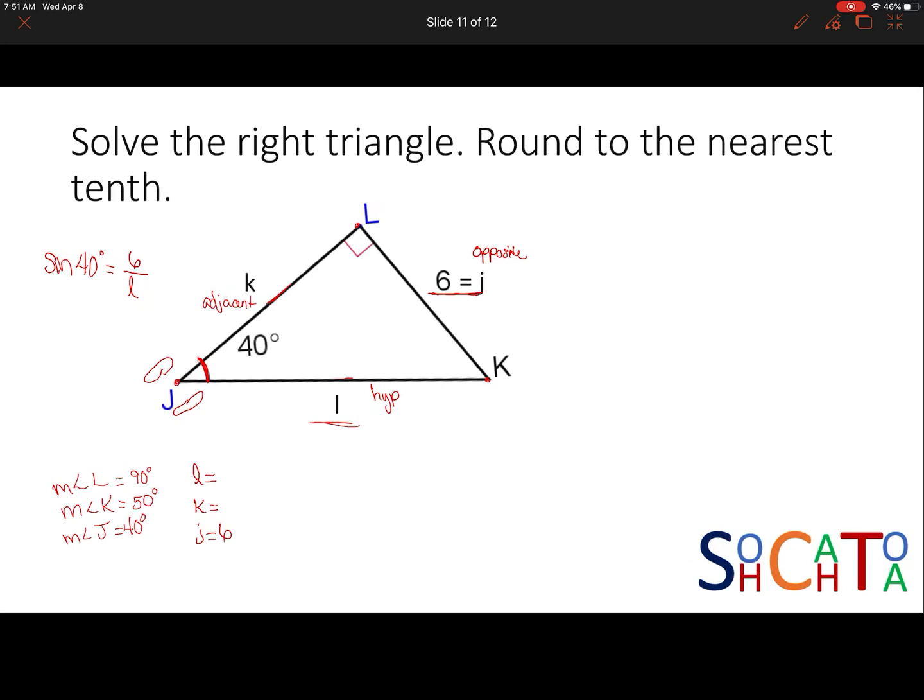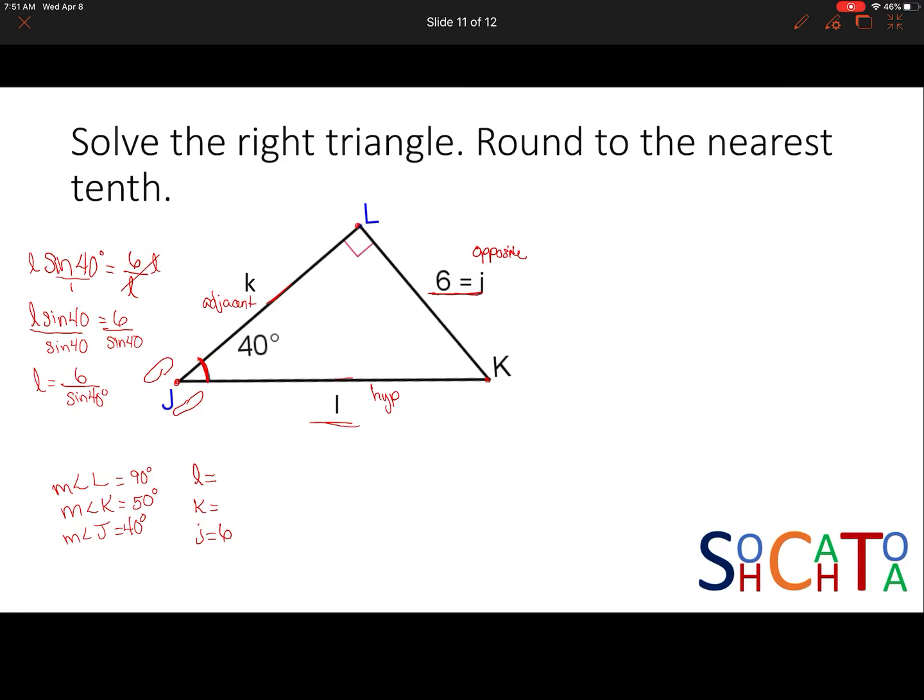I need to solve for L, and 6 is being divided by L. So if I multiply both sides by L, or think of this as sine of 40 over 1, so I can do a cross product here, then L times the sine of 40 equals 6. Those two cancel. I need to get the L by itself. That means I need to divide by the sine of 40. So L will be equal to 6 divided by the sine of 40.